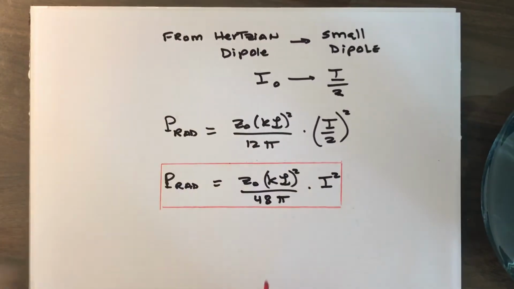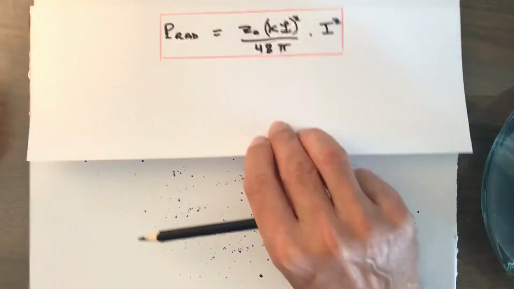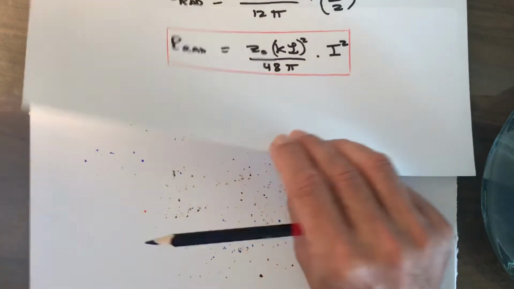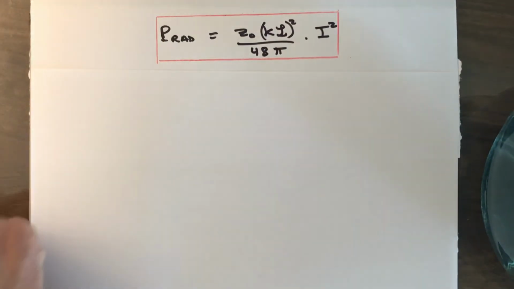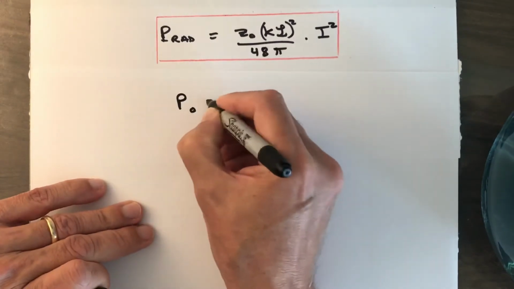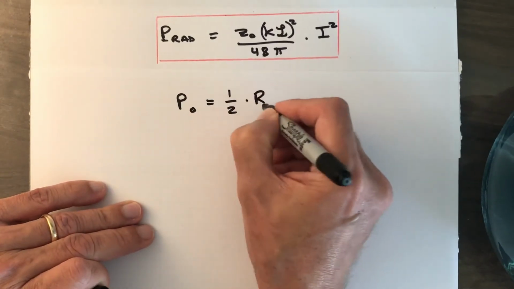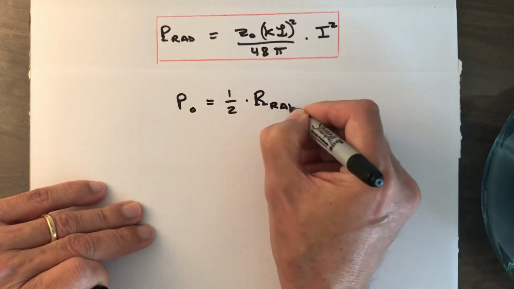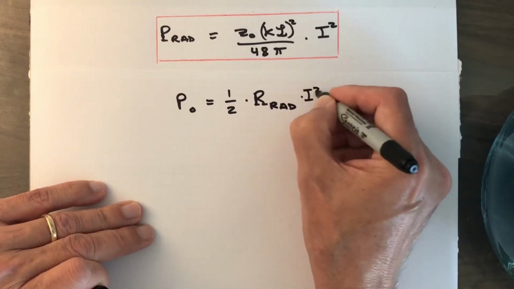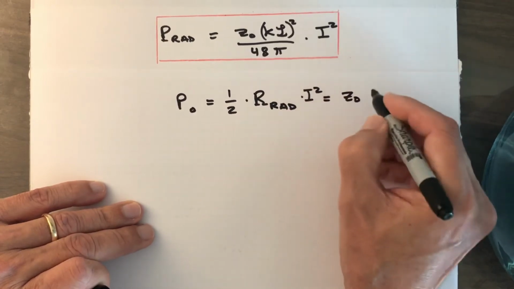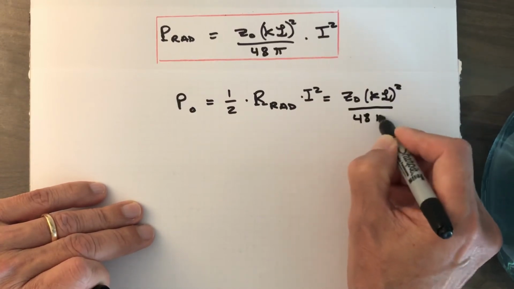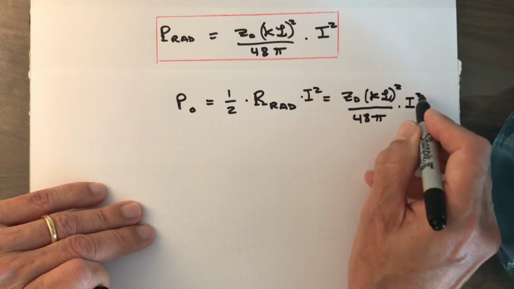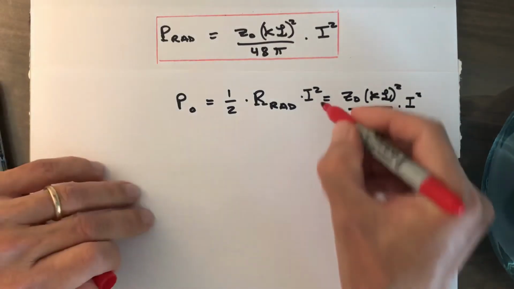One thing to note is that we usually go ahead and express, for sinusoidal currents, an expression for power, which is the following. P naught equals 1/2 times the radiative resistance times I squared. If we set that equal to our expression above, with I squared, we can go ahead and do some simplifications.